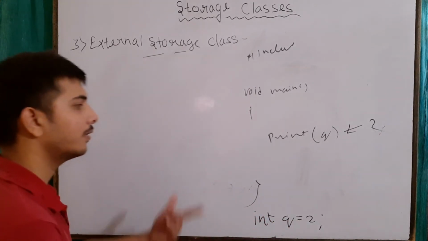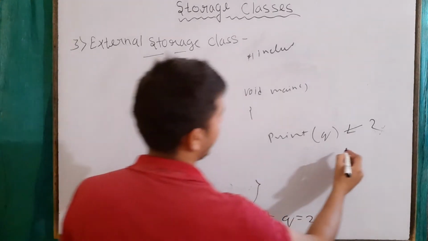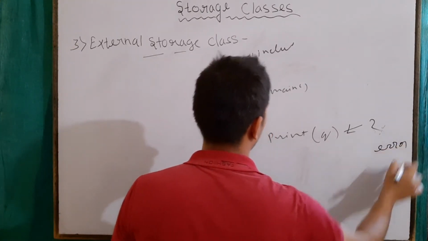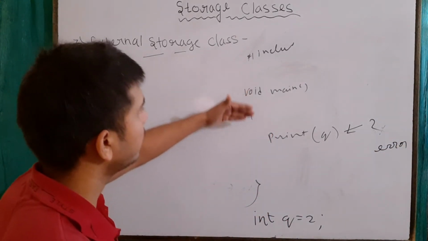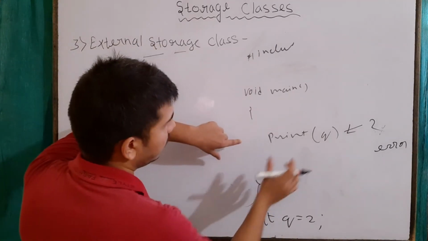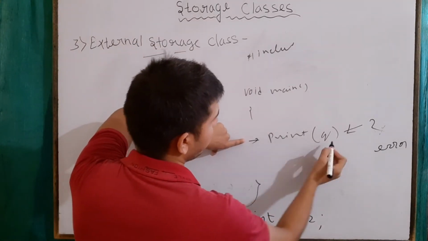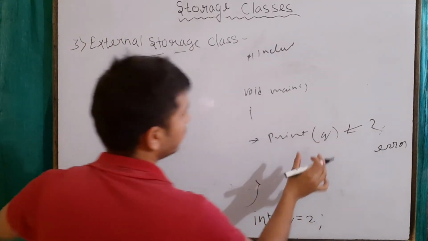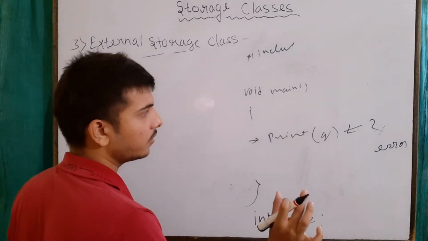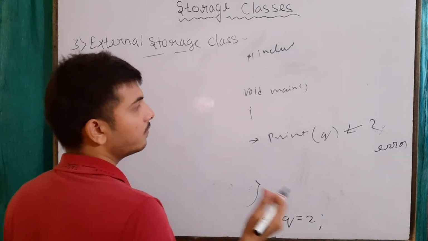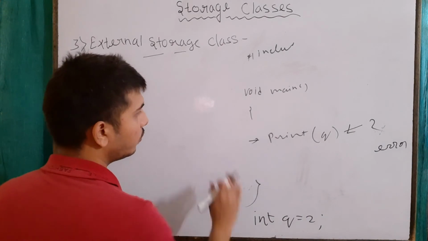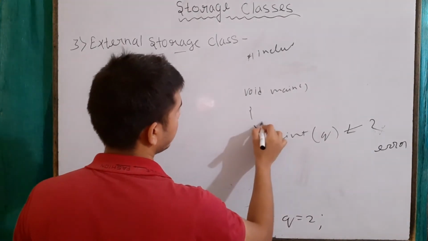Now let's say that I am defining this variable here. Now what will be the output? Now it will give us error. Why? Because when the lines are executing, this line, when it sees q, doesn't know where the definition of this variable is, or even whether this variable is declared or not. So to overcome this, we can use the extern keyword.